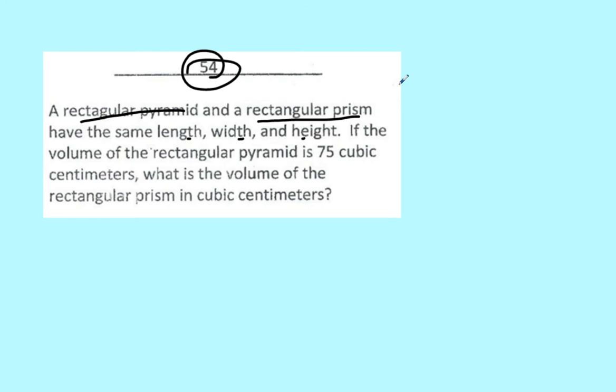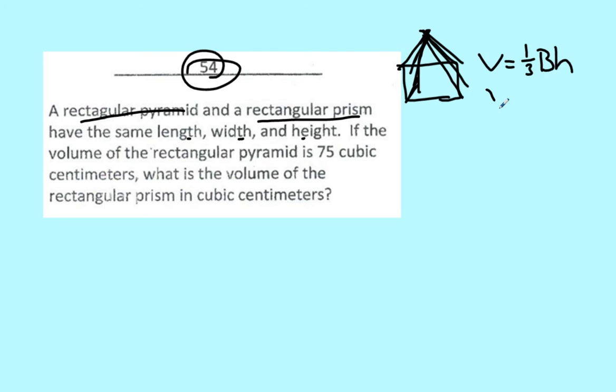Okay, so let's draw our two shapes here real quick. So rectangular pyramid, go quick. Oh, that's terrible. Whatever, it's a pyramid, you get it. It's a crooked pyramid. So this volume, if we look at our chart, is 1/3 area of the base times the height. And we also know that that's equal to 75.